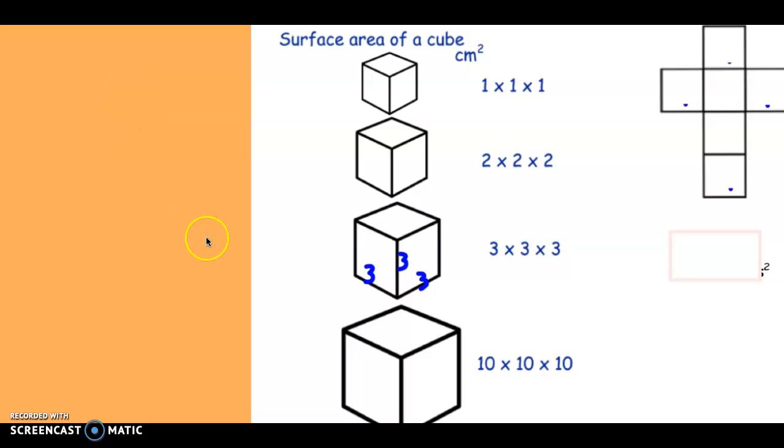Here's our last example, another cube. So this one is 3 by 3 by 3. So you might know the volume is when you multiply length times width times height. We'll get to that. But today we're looking at surface area.